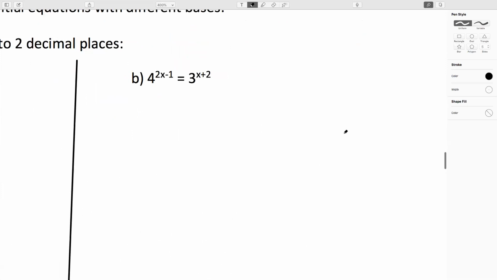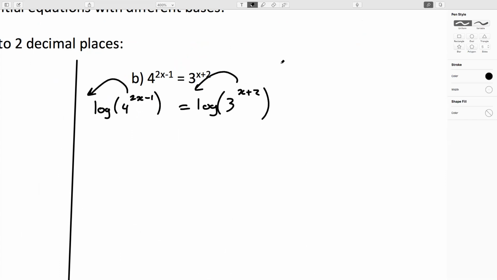Right off the bat, let's take the log of both sides. So the log of 4 to the power 2x minus 1 equals the log of 3 to the power x plus 2. And now we're going to move our exponents out using the power rule. So (2x minus 1) times log of 4 equals (x plus 2) times log of 3.